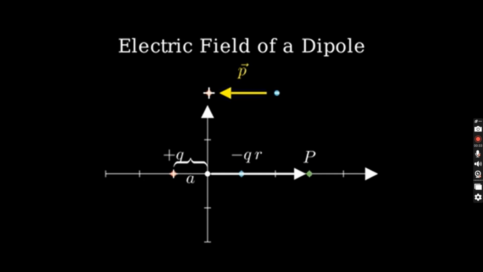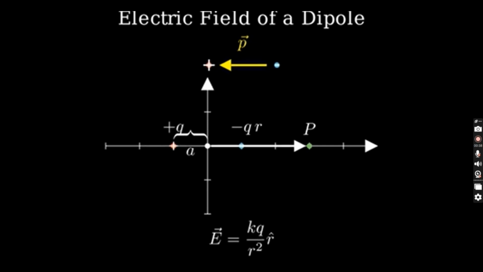Let's start with the basic equation for electric field due to a point charge. The electric field E equals kq over r squared, where k is Coulomb's constant and r is the distance from the charge. For our dipole, we need to consider the distances from each charge to point P. From the positive charge, the distance is r minus a, and from the negative charge, it's r plus a. This gives us two electric field components.